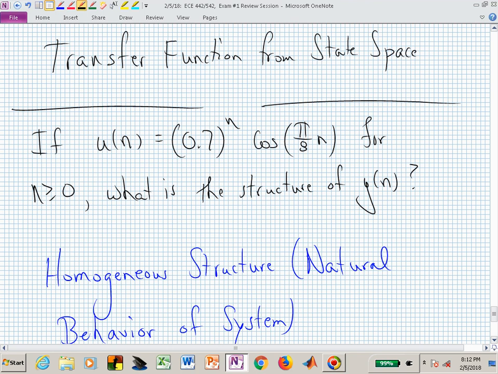And you know how it's oscillating. It's oscillating with pi over 8, 22.5 degrees per sample. That's how it's ticking around the unit circle, and it's collapsing with each tick by a fraction of 70%. That's what's happening when this is what you're exciting your system with.